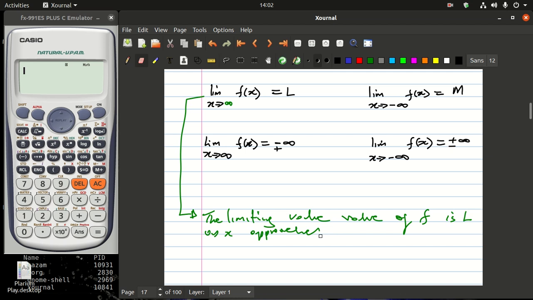Or we can say that the limiting value of f of x is L as x increases unboundedly. So our x is increasing unboundedly. That's the meaning of this whole thing, that this function is actually approaching this value as we keep increasing x unboundedly. Or as x gets bigger and bigger, this function is actually approaching that particular value.